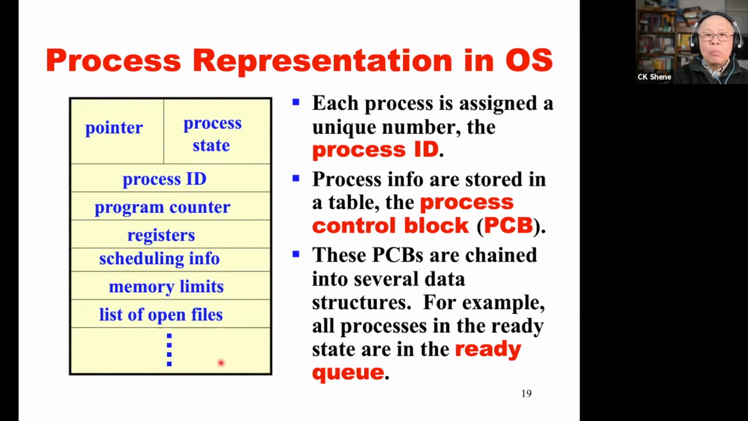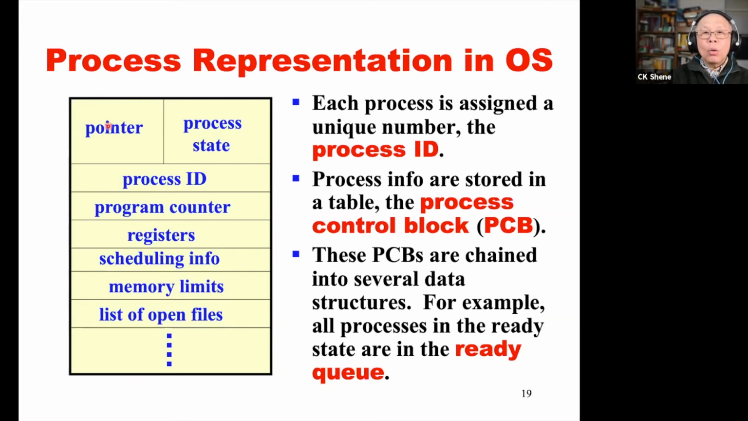So, because every process has a corresponding PCB, and each process may be in one of these 5 states, how does the operating system find a process? Well, simply put, all processes that are in the new state will be put together. How do we put them together? We have a pointer field.